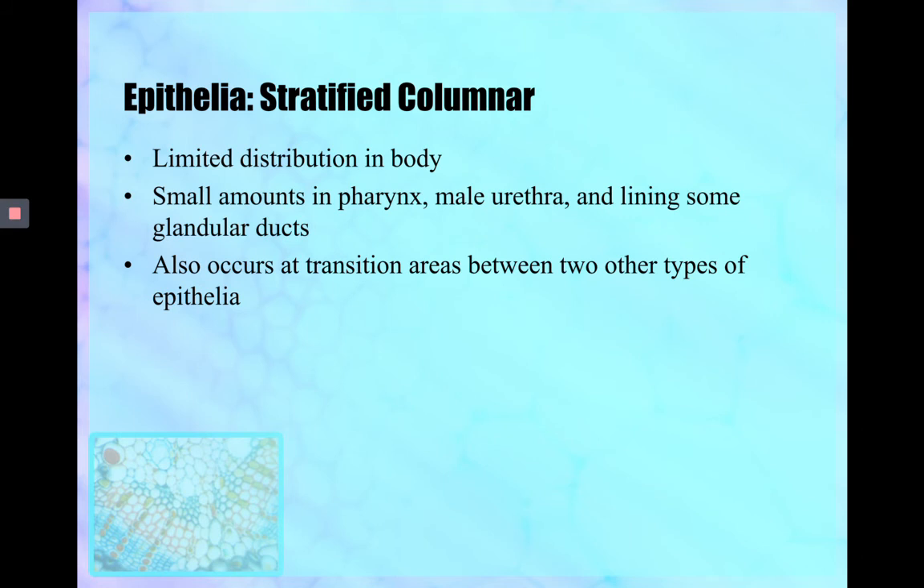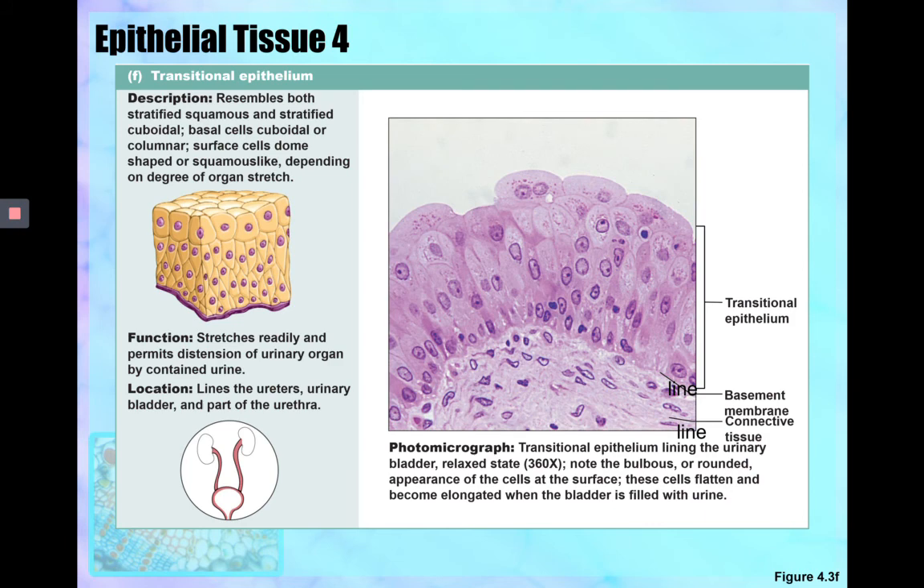Same thing for stratified columnar, really limited distribution in the body, also found in those transition areas between 2 other types of epithelia. You find a little bit in ducts, in glands, some in the throat, again in those transition areas. And most of the locations you find stratified columnar are in those transition areas between one type of tissue to another. So stratified columnar and stratified cuboidal, really rare in the human body. A description of stratified columnar would be 2 or more layers of column-shaped cells. So that moves us on to transitional epithelium.